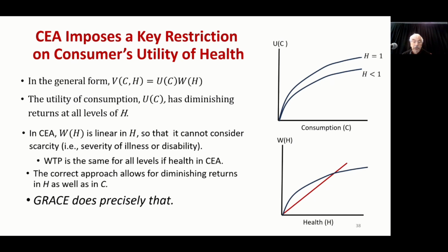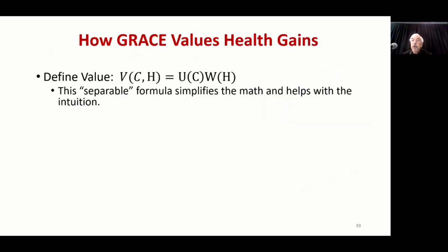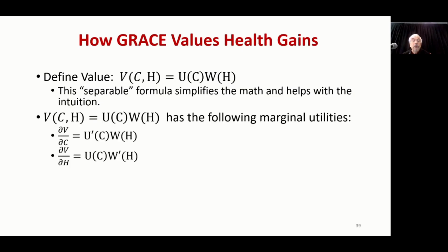And that's exactly what Grace does. It allows for that diminishing returns. So to do this, I'm going to, again, use this simple value formula where I break apart the utility function into the two multipliers. That simplifies the math, but it's not fundamental for the overall value.